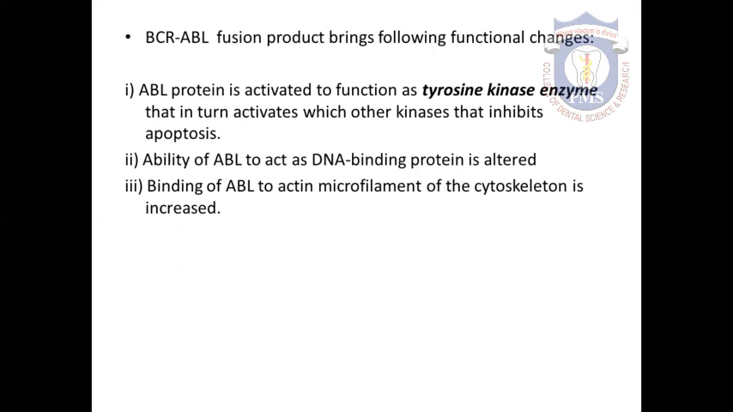The BCR-ABL1 fusion gene product brings about the following functional changes. ABL protein is activated to function as tyrosine kinase enzyme that in turn activates other kinases that inhibit apoptosis. Ability of ABL to act as DNA binding protein is altered, and the binding of ABL to actin microfilament of cytoskeleton is increased. All these result in uninhibited excessive proliferation of the granulocytic series in the bone marrow, resulting in a neoplastic condition.